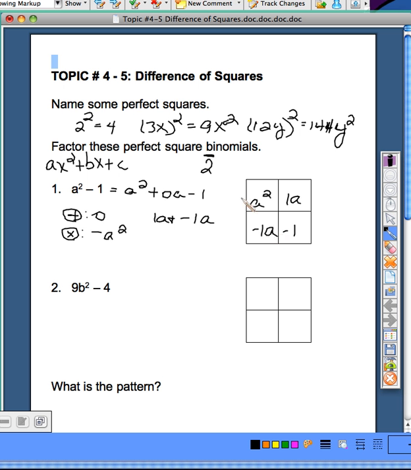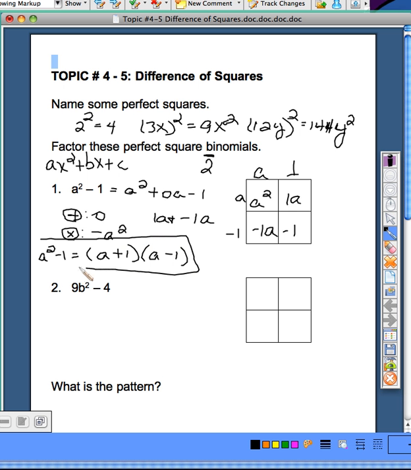So go through and find the area of the box. A times a will give me a squared. A times 1 is going to give me 1a. A times negative 1 is going to give me negative 1a. And 1 times negative 1 is negative 1. So when we read our factors of this, we have a plus 1 times a minus 1, and that equals a squared minus 1. And that would be the answer to the factorization of this difference of squares.